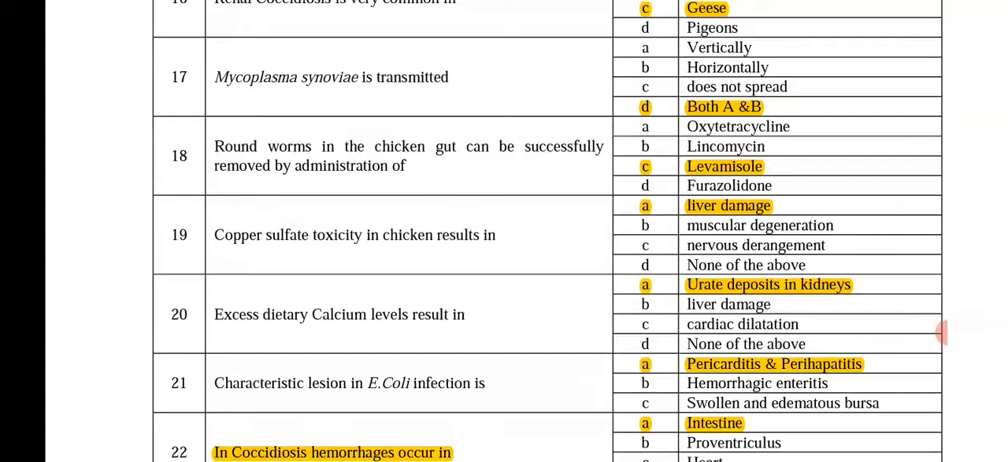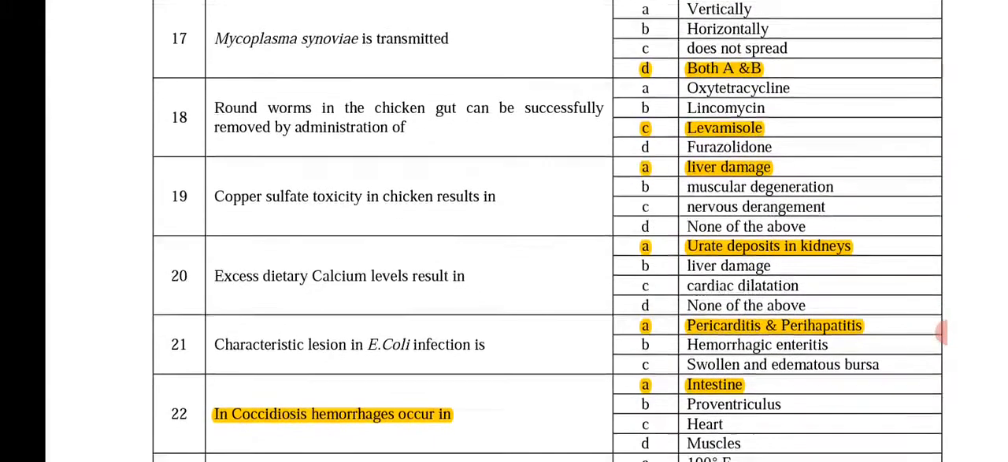Roundworms in chicken gut can be successfully removed by administration of levamisole. Copper sulfate toxicity in chicken results in liver damage. Excess dietary calcium level results in urate deposition in kidneys. Characteristic lesion of E.